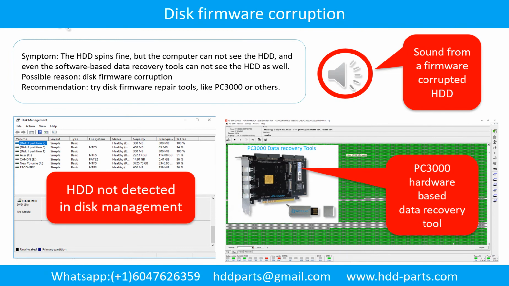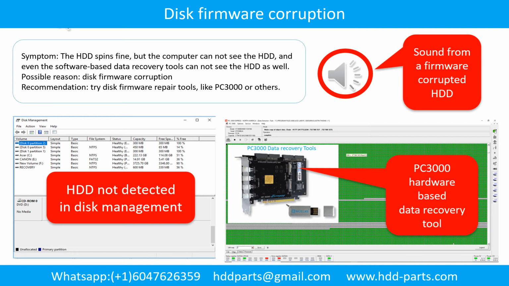Disk firmware corruption. Symptom: the hard drive spins fine, but the computer cannot see the hard drive, and even software-based data recovery tools cannot see the hard drive. Possible reason: disk firmware corruption. Recommendation: try disk firmware repair tools like PC3000 or others.